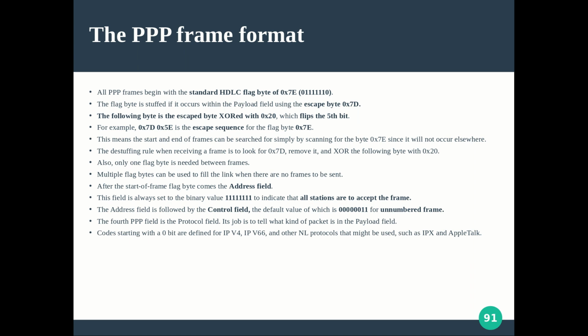A code starting with a 0 bit is for IP, the Internet Protocol. It can be IP version 4 or IP version 6. It is version 6, okay, not 66. And other network layer protocols like IPX or AppleTalk. Now a code starting with 1 indicates something else. So we are talking about the fourth field of the point-to-point protocol.